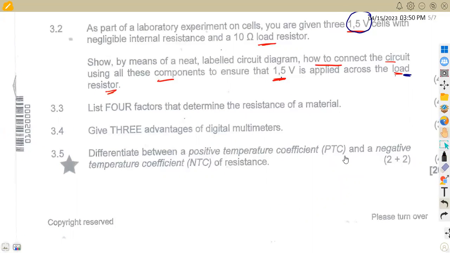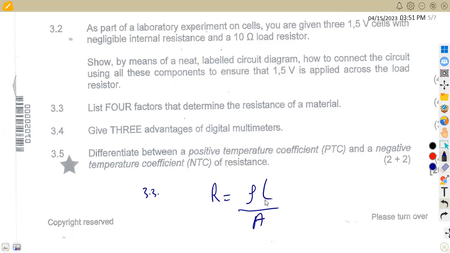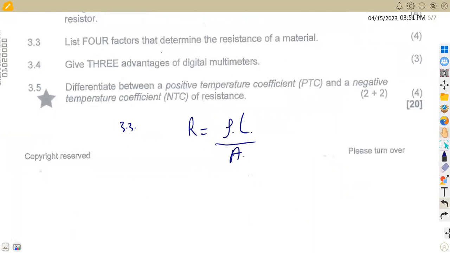If you saw previously, we had this question where I mentioned the formula that you're going to use for the resistance of a material. Remember that the resistance of a material is given by the formula rho L over area, which is resistivity times length over area. So the factors which affect the resistance of this material is the resistivity, which is the type of material.